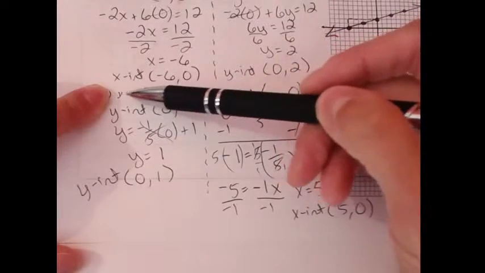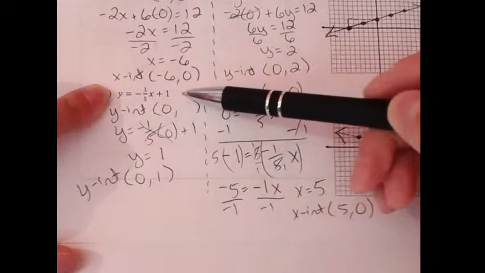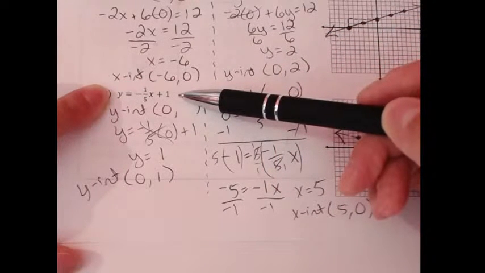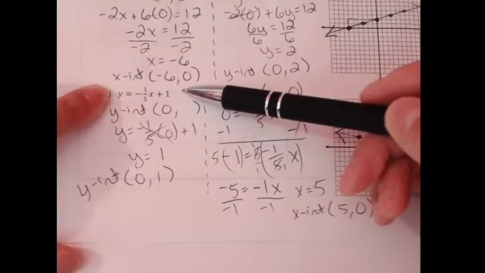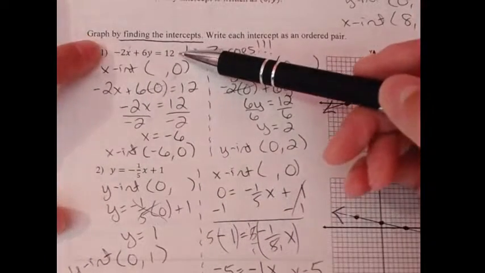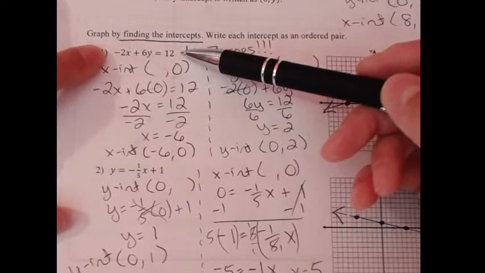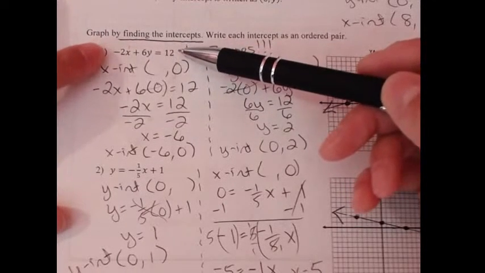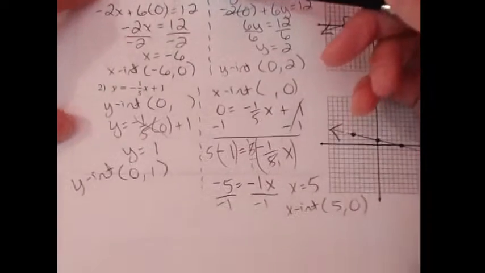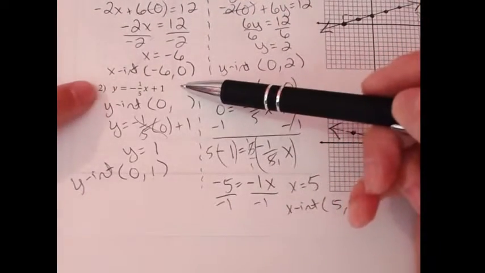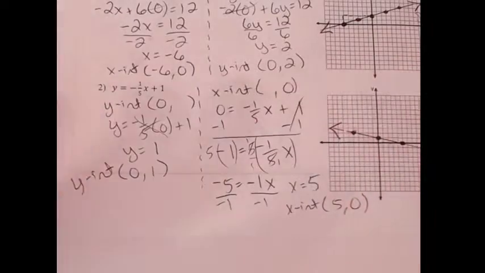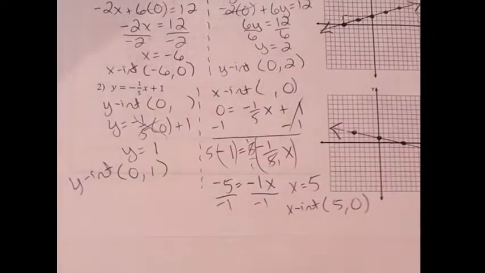Now notice this equation is in slope-intercept form. It's called that for a reason. Equation number 1 is in standard form, so it is not in slope-intercept form, which means we can't identify the slope right off the bat. But for slope-intercept form, we can. We'll get to that more in a little bit.